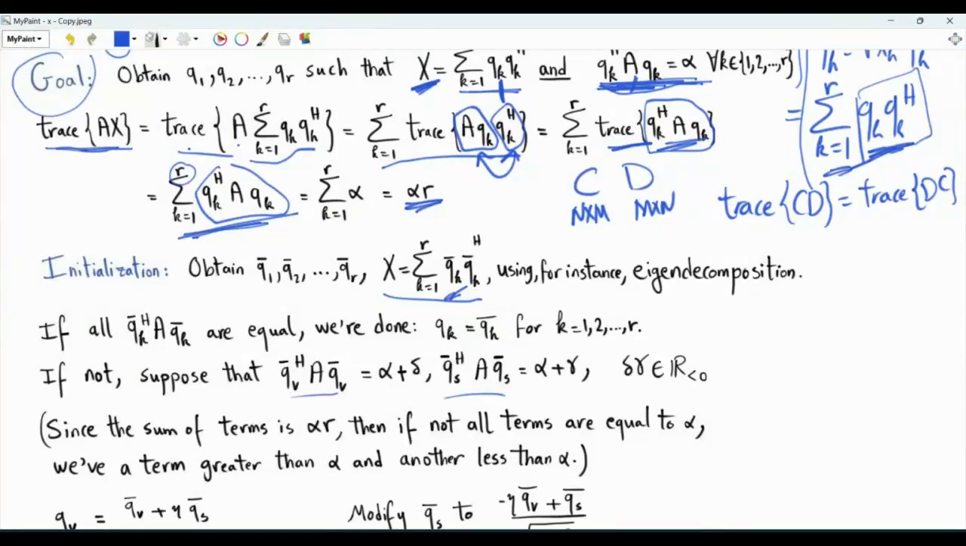It can be the case that Q bar V Hermitian A Q bar V is alpha plus delta, and delta is a negative number, meaning that this quadratic form is strictly less than alpha. Then there must be another quadratic form that is strictly greater than alpha. So the idea is that this is equal to alpha plus delta, this is equal to alpha plus gamma, and delta gamma is a negative real number, which means that delta and gamma have the opposite sign. How can we start from this and do modifications to the Q bar vectors so that we satisfy the constraints?